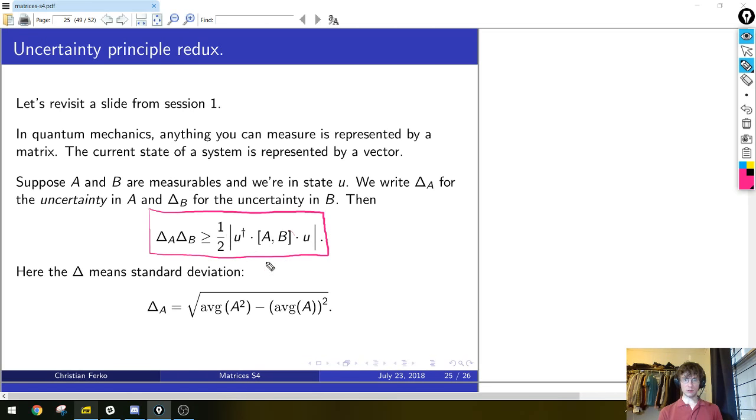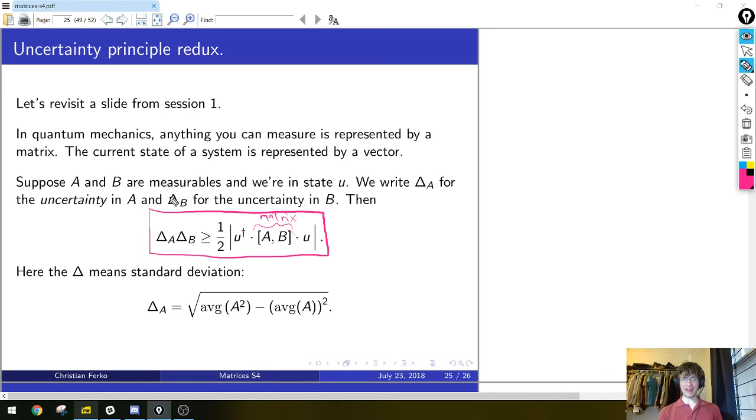And now we know what all of these symbols mean, right? The commutator of A with B is a matrix. So this is saying take the vector U, act on it with the matrix A commutator B, take the inner product with U dagger from a previous slide, which gives you a number, and take the absolute value of that number. This will be a larger number if A and B don't commute, and 0 if they do commute.